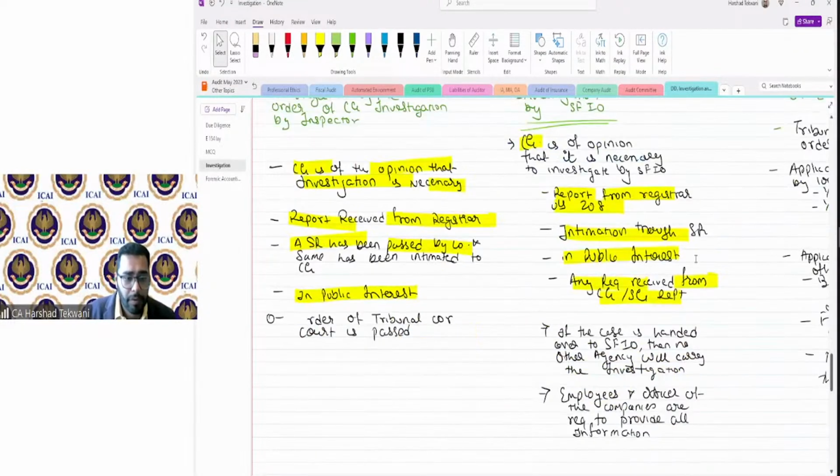In case the investigation is handed over to SFIO, then no other agency will carry out the investigation while SFIO is doing it. And employees and officers of the company are required to provide all information to SFIO.